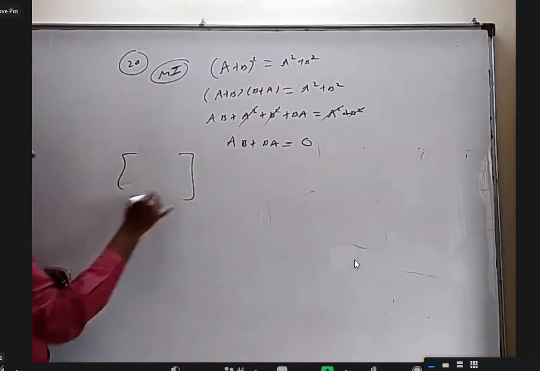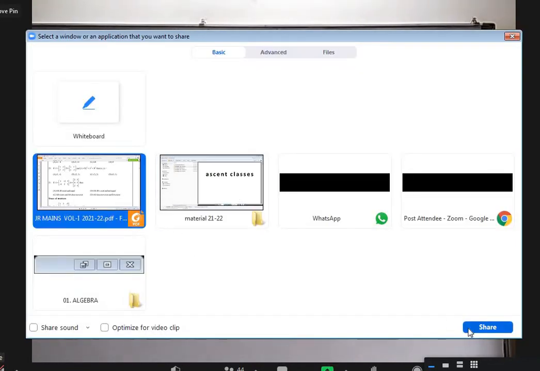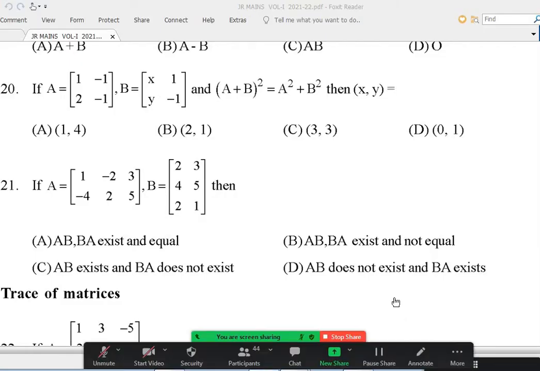What is matrix A here? Sir, 1 minus 1, 2 minus 1. Okay. And B is x 1, y minus 1. And coming to B, x 1, y minus 1. And A is 1 minus 1, 2 minus 1. A is a null matrix, so all zeros.